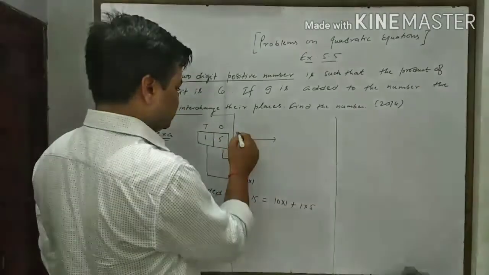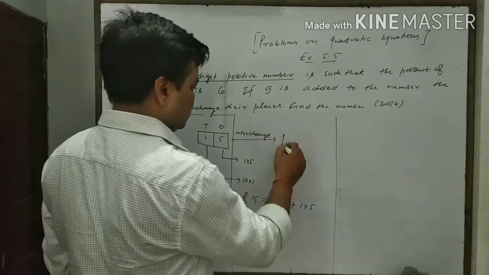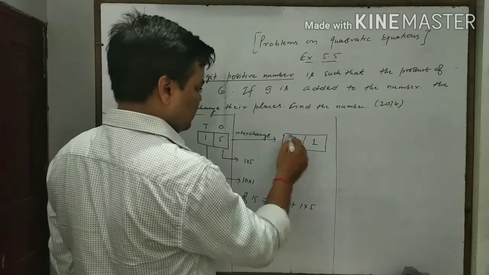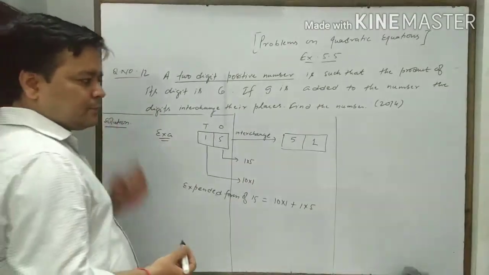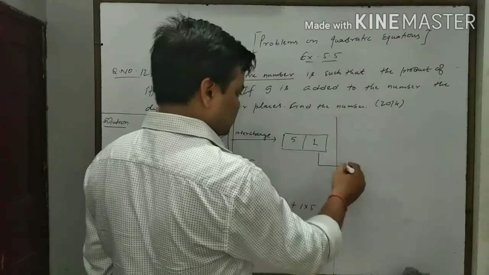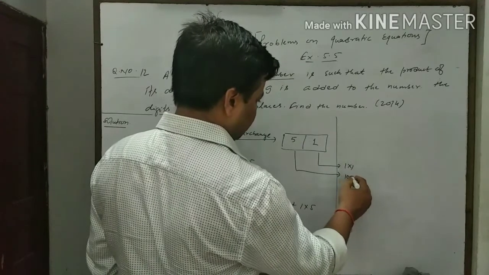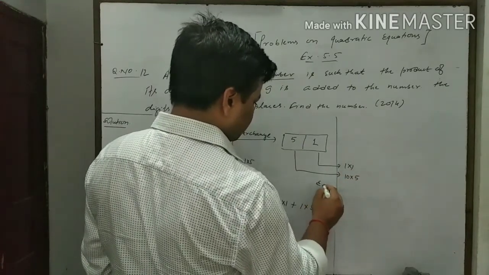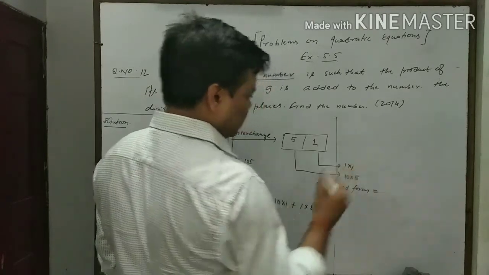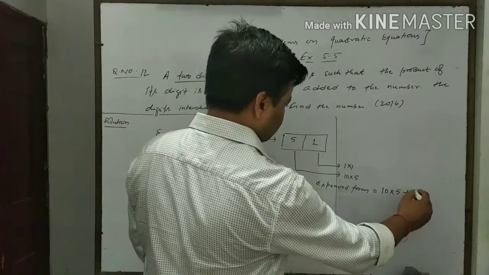digit, interchange the digit, then the number will be like this way. Here it will be 1 and here it will be 5. Okay. Again, according to place value, at ones place it will be 1 into 1, and at tens place it will be 10 into 5. Therefore the expanded form will be like this way, 10 into 5 plus 1 into 1.